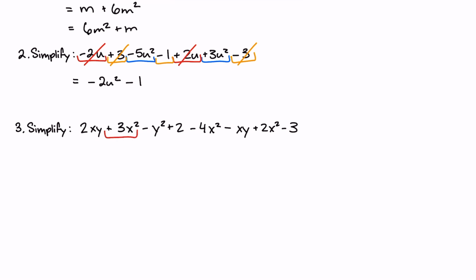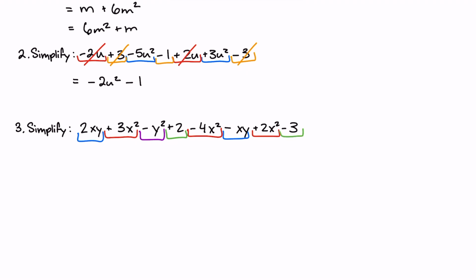So we have 3x squared, a negative 4x squared, and a positive 2x squared. In blue, I'm going to grab our xy's. So we have 2xy, we have a negative xy. In purple, I'm going to grab our y squared. So we have a negative y squared. And lastly, in green, I'm going to grab our constants. So we have a positive 2 and a negative 3.